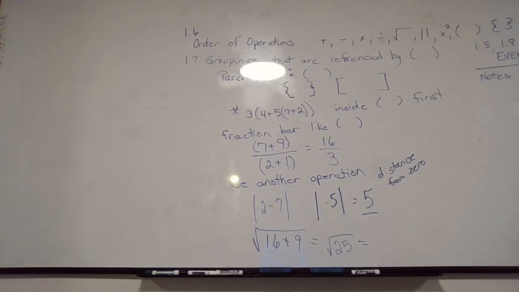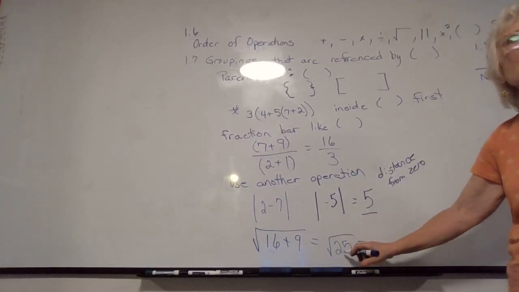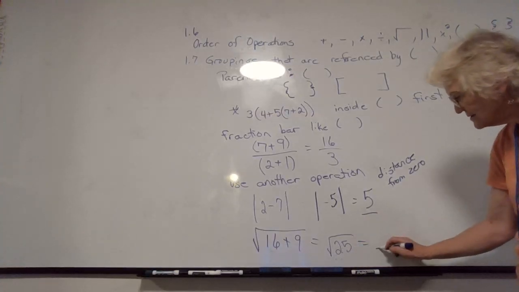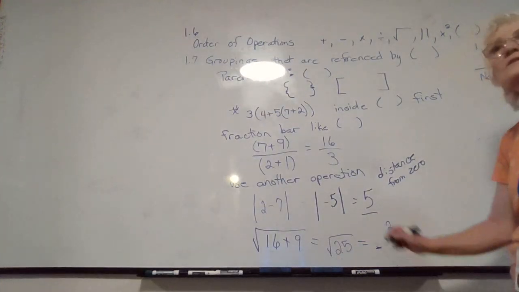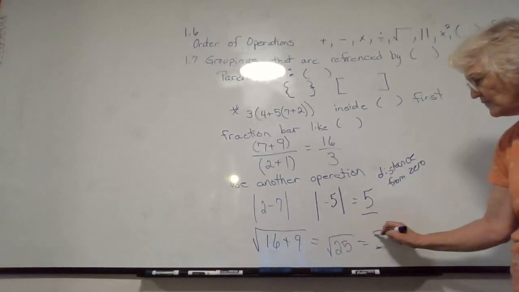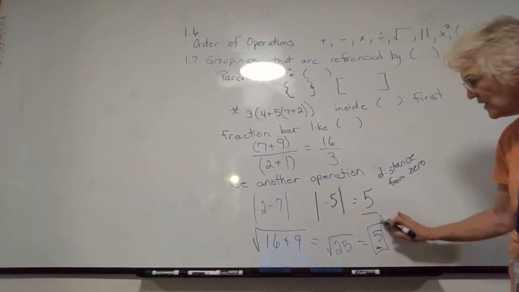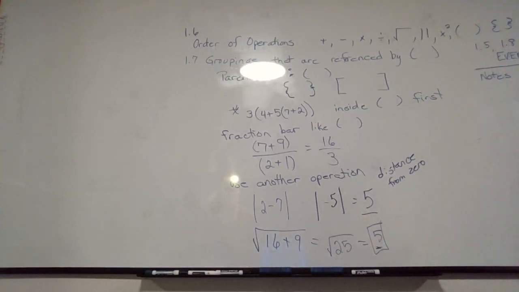It is the opposite of squaring something. So it asks, what did I square? What number did I square to get 25? Yes, 5. So the square root just asks the question, what number did I square to get 25? And that would be 5, so the answer is just 5. It's not squared, it's just 5, because it's only asking for the number that was squared.